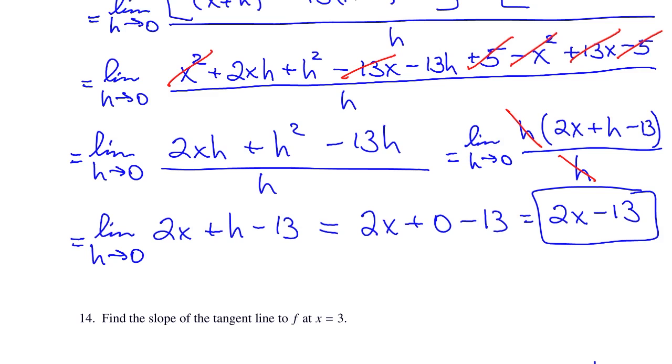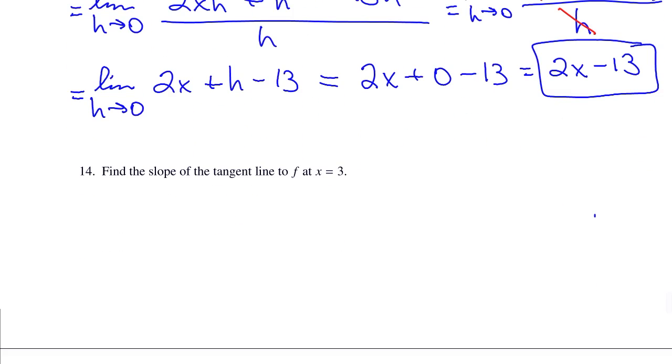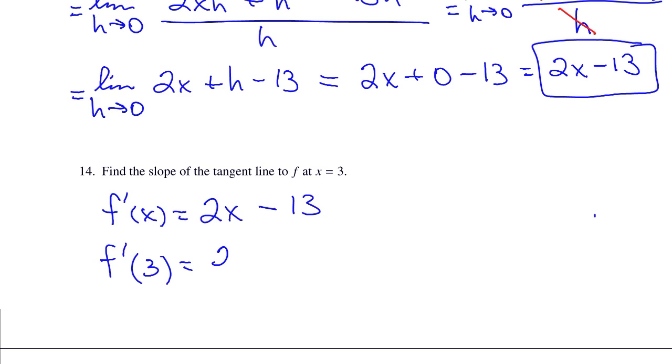Lastly, let's find the slope of the tangent line of f at x equals 3. So we know that the derivative function is now 2x minus 13. And what is f prime of 3? You just plug in 3. It'll be 6 minus 13, which is negative 7.